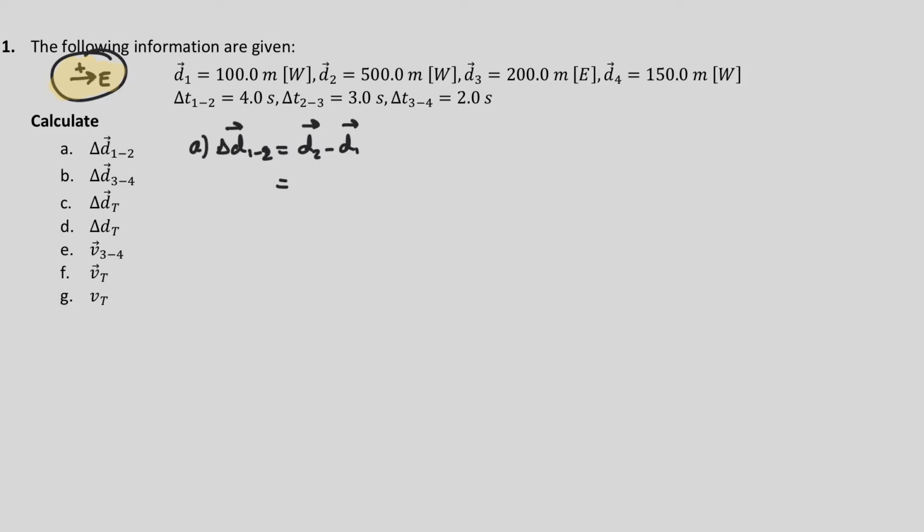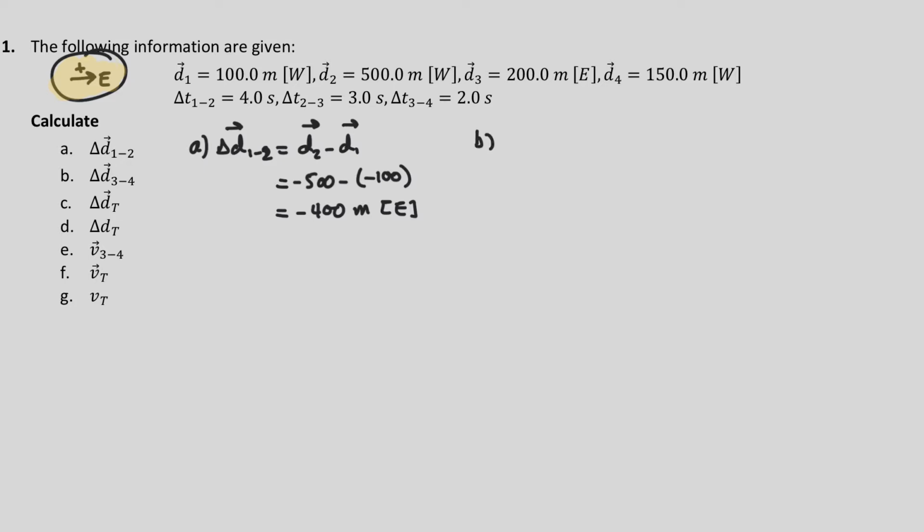Okay, so now position 2 is 500 meters west. West is opposite to east, so I have to use a negative value for it. So I'm going to use negative 500. And I'm going to subtract position 1, which is 100 west. West is opposite of my positive sign convention, so I'm going to use a negative value for that as well. When I do this, I get negative 400 meters, and since my positive sign convention is east, that means my final displacement will also be in the east direction.